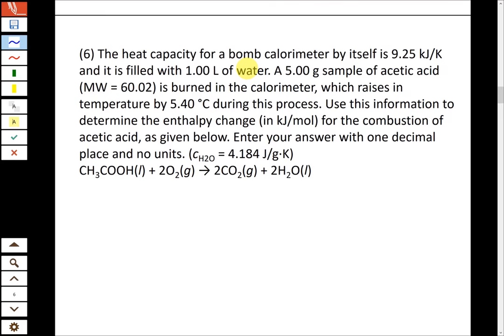Here we're giving you the heat capacity for the bomb calorimeter by itself, which is 9.25 kilojoules per Kelvin, and it's filled with 1.00 liters of water. We take a 5-gram sample of acetic acid, which has this molar mass, burn it in the calorimeter, and the temperature rises by 5.40 degrees Celsius during the process. Using all this information, determine the enthalpy change for the combustion of acetic acid, with the equation given below for 1 mole of acetic acid.